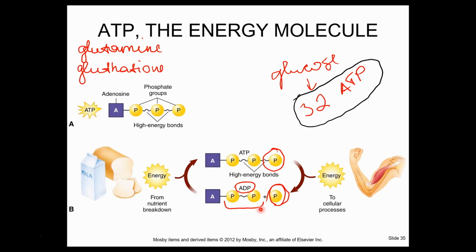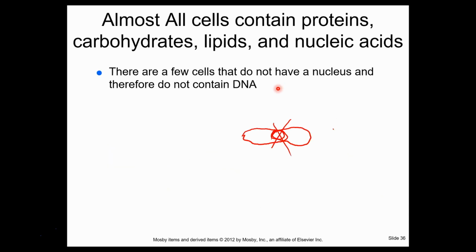Now, what we also want to notice is that one glucose molecule, remember that 6-carbon molecule, can generate 32 adenosine triphosphate molecules. 32 adenosine triphosphate molecules. That's a lot of energy that can be produced just from one glucose. Okay.